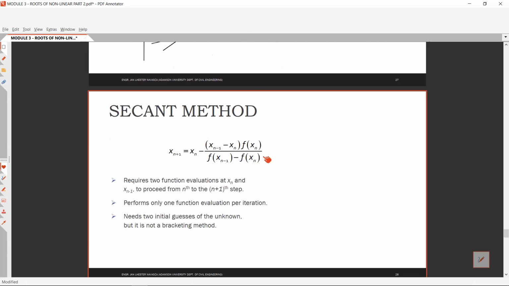So for the second method, given this formula, okay? It will require two functions. So evaluate natin yung x sub n and x sub n minus 1 to proceed to the nth step. Okay? It performs only one function evaluation per iteration. Okay? So you will need two initial guesses of the unknown. Okay? You will need two initial guesses, but it is not a bracketing method.